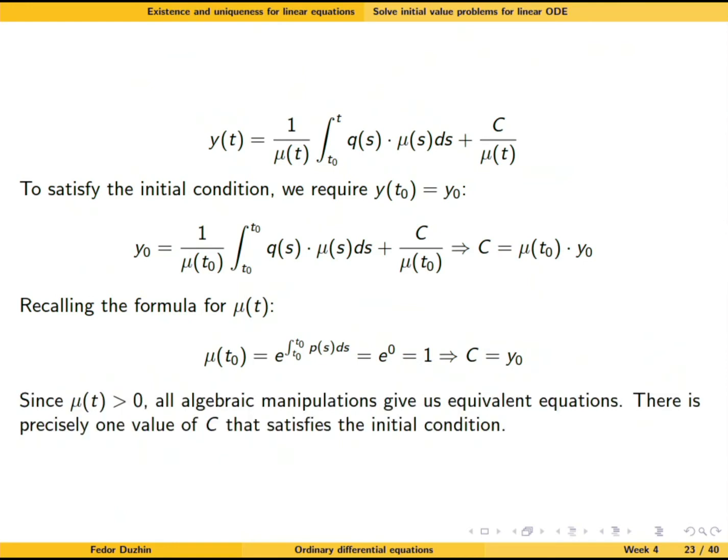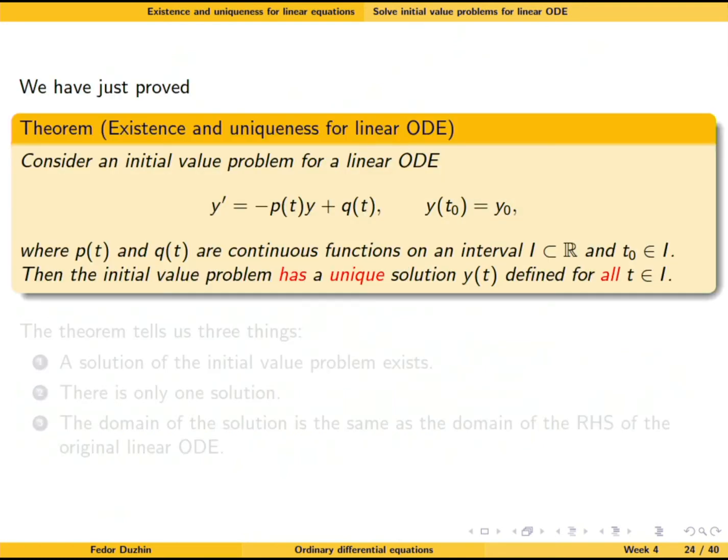Well, it is important to understand that when we multiplied by the integrating factor, since the integrating factor cannot be 0, it means that all these algebraic manipulations are equivalent transformations. And so when we apply this algebraic manipulation, every next equation that we get is not just a corollary from the previous equation, but is rather an equivalent equation. So we could not have obtained more solutions by doing that. So in other words, what we have just proved is the following theorem.